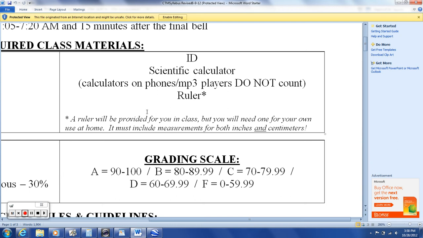I'll put a little asterisk next to that because a ruler will be provided for you in class, but you need one for your own to use at home. So you're watching this right now at home, or maybe at a friend's house or relative's house, maybe at the library, or maybe at school. It's got to include measurements for both inches and centimeters.